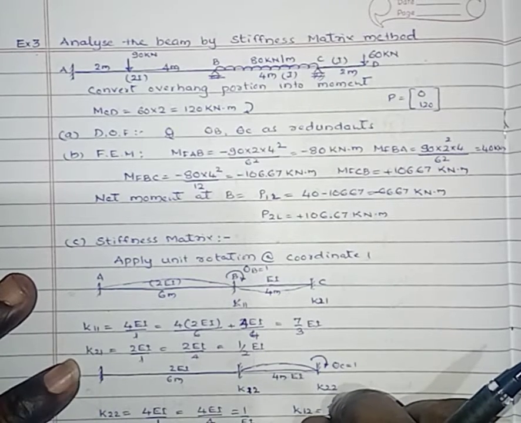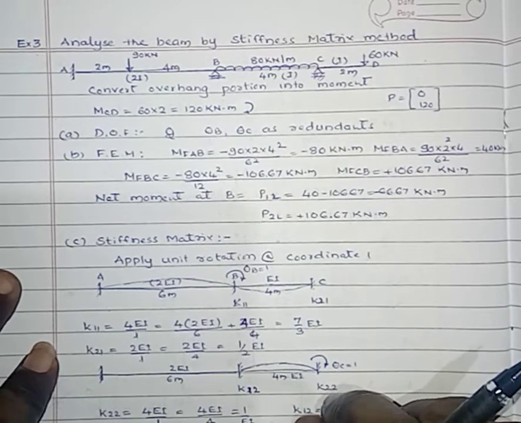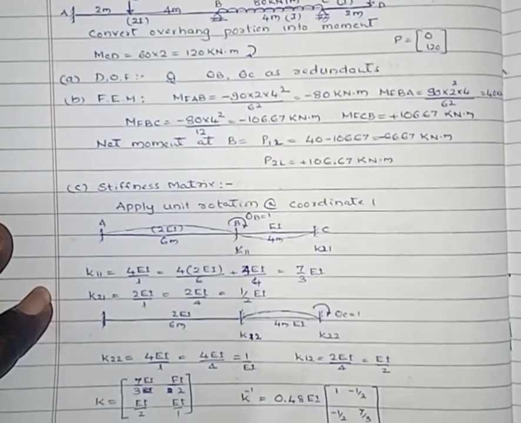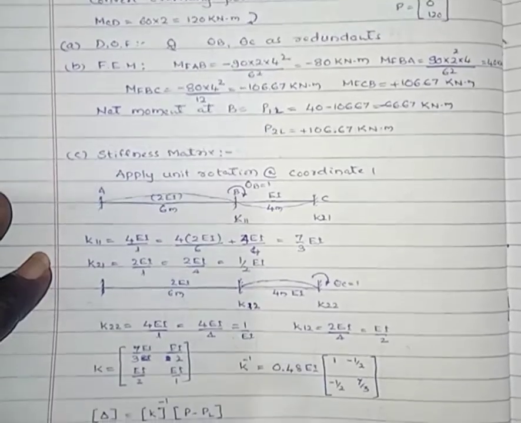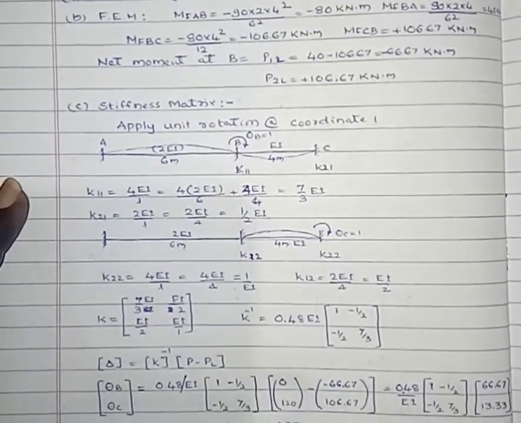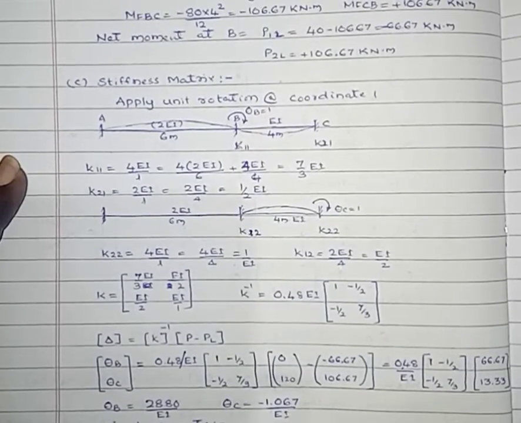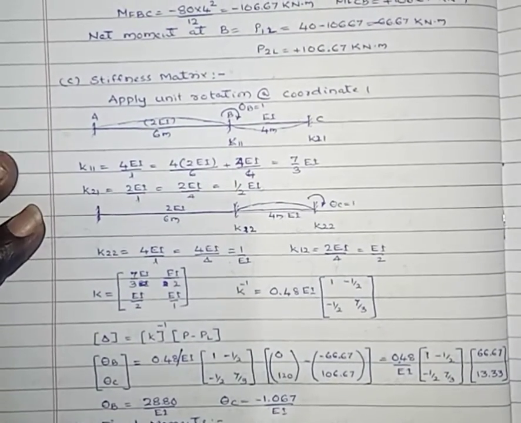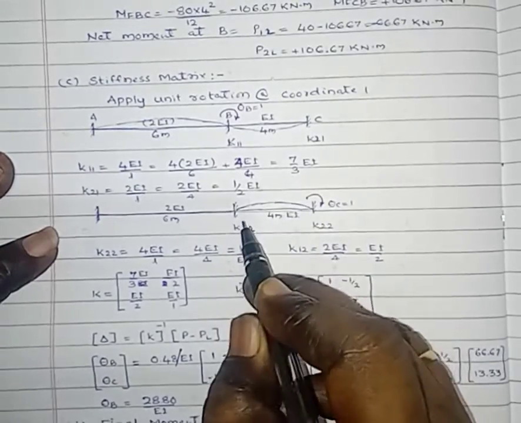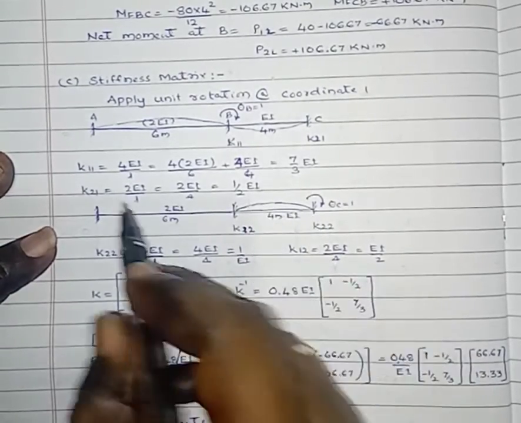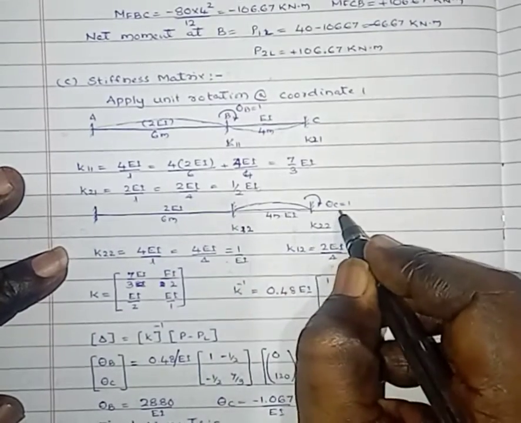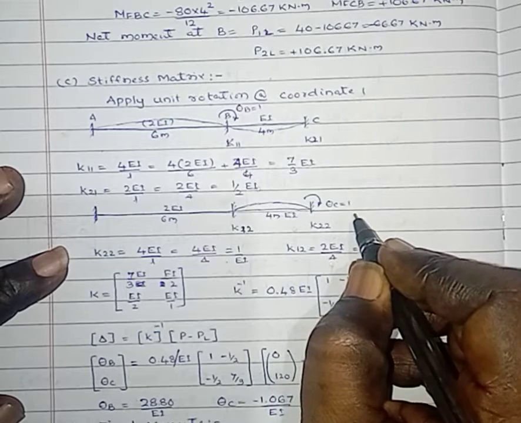Now we apply the unit displacement at coordinate 2. Due to the unit displacement at coordinate 2, the span BC will undergo deformation like this. Here the displacement theta C equals 1.